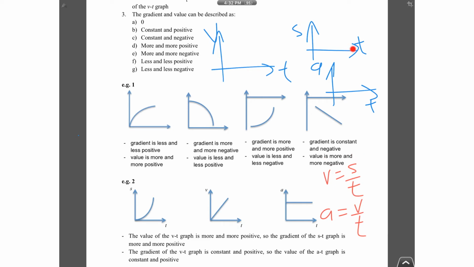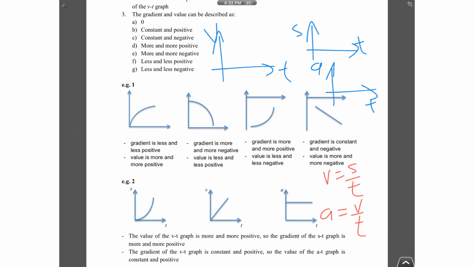Now it means that if you are using this relationship, the S divided by T means the gradient of this graph. That means the gradient of the ST graph will give you the value of the VT graph. And if you look at this relationship, the gradient of the VT graph will give you the value of the AT graph. So every time you need to convert from here to here to here, or here to here to here, you just have to look at gradient and values. So I'm going to teach you how to look at gradient and values first.